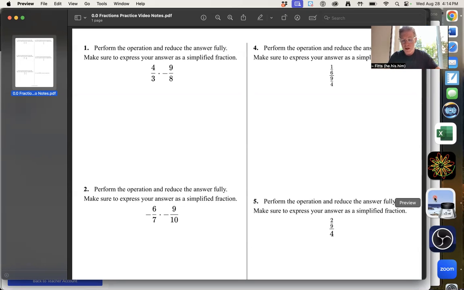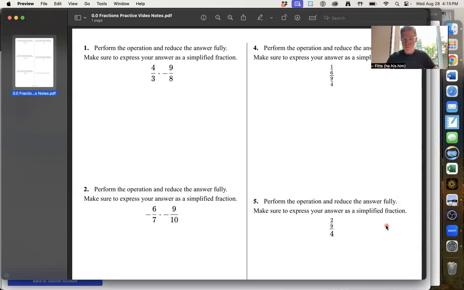So 4/3 times, and that's what that little symbol means there, times -9/8. What I'm going to do is think about it this way: a negative times a positive is a negative. Instead of -9/8, you could say it's -1 times 9/8. So we could say 4/3 times -1 times 9/8. And then multiplication is commutative, so you can multiply it in any order.